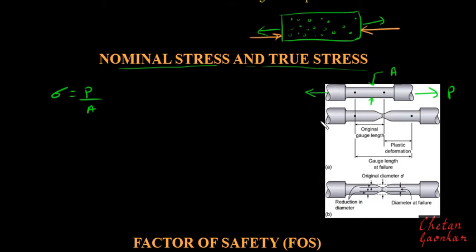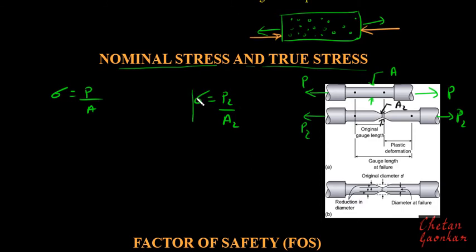Now as we are increasing the load, let us say P reaches P2. As we increase the load to P2, what will happen to this area after some time? This area will decrease, right? This area can be denoted with small a, or else I will denote it as A2. So in this case, what should be the actual stress? The actual stress in this case will be P2 divided by A2 at this junction.